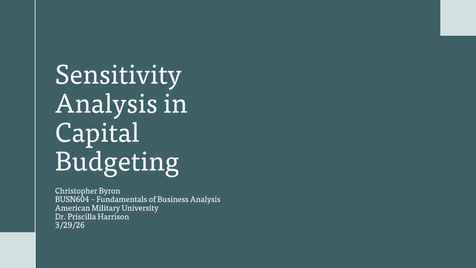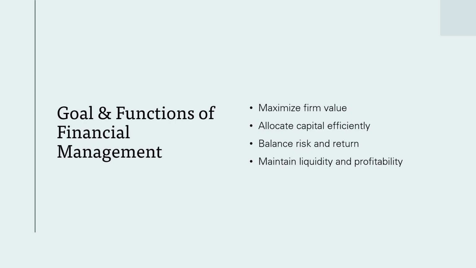capital budgeting decisions. The primary goal of financial management is to maximize the value of the firm. This means making decisions that increase shareholder wealth over time. To achieve this, financial managers allocate capital to projects that generate the highest return relative to risk. They also work to maintain liquidity, ensuring the company can meet short-term obligations while still focusing on long-term profitability.